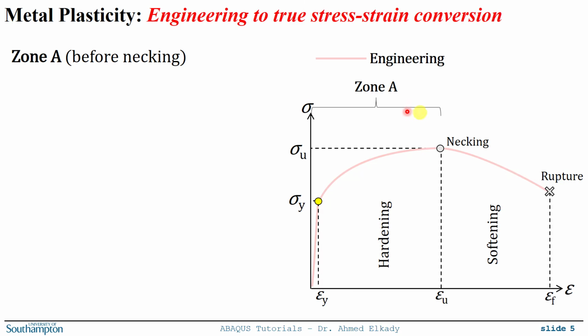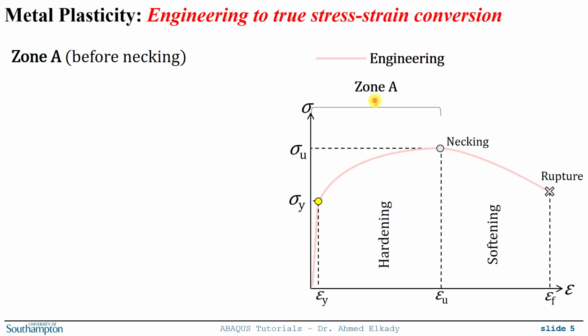The first zone, let's call it zone A. This is the zone before necking. So before necking occurs, until this point, I have my entire coupon elongating in a linear manner, and I don't have any localization of strains at any location within the coupon. So the coupon entirely is elongating. So this is zone A.